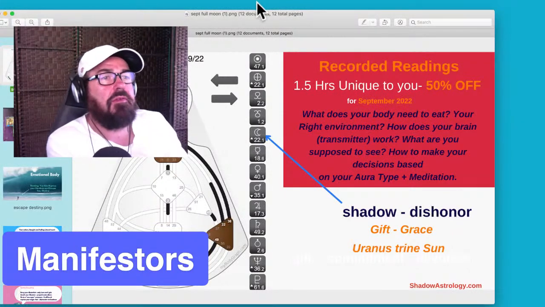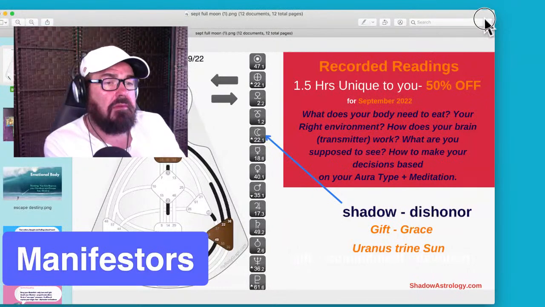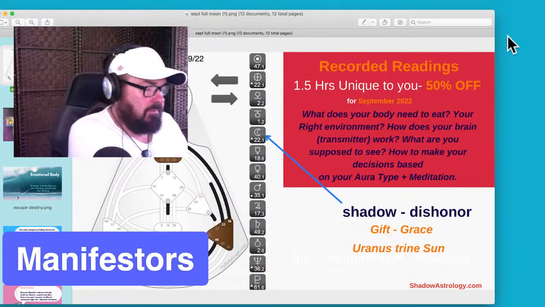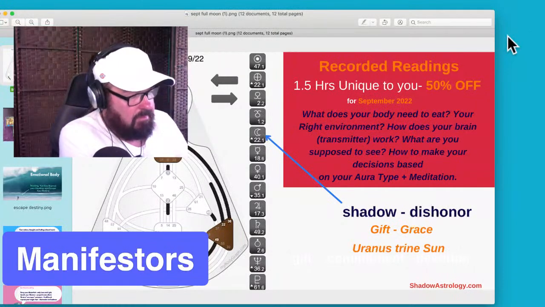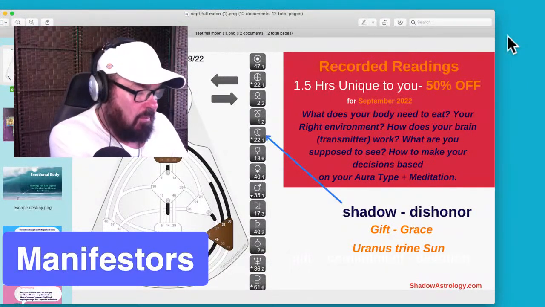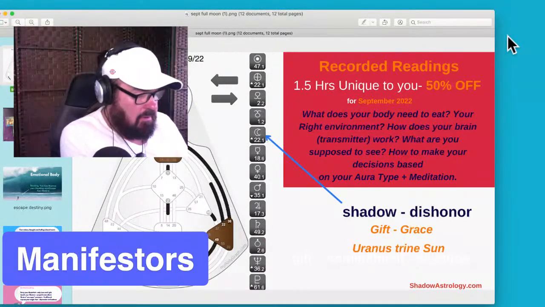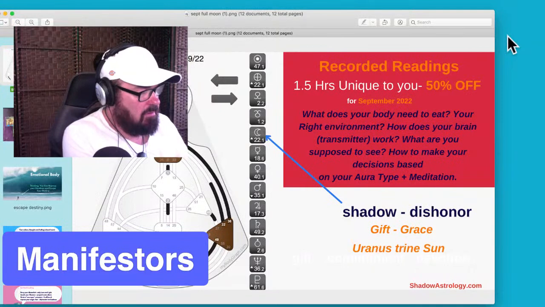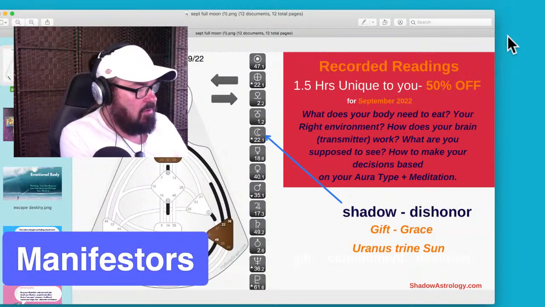Let's see what the manifestors get. Okay. Waiting for the jumper here. Oh, there's one. There was one hiding underneath here for the Manifestor.